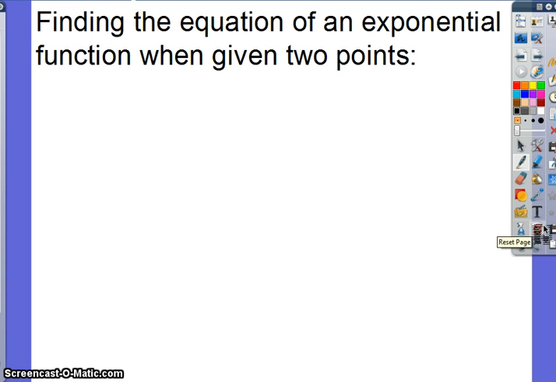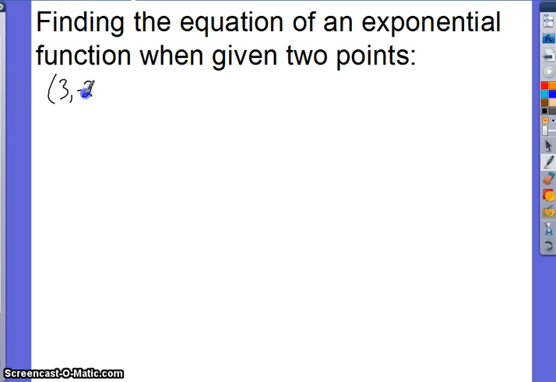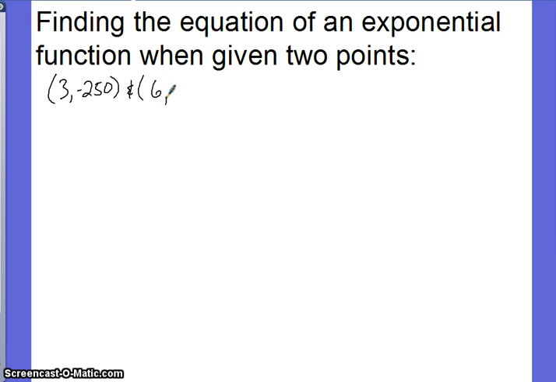This time I'm going to have the points 3, -250 and 6, -31,250. Again, we have our exponential function that is going in one direction. Right now this one is decreasing, but it's decreasing another way. And so let's take a look at what we would have here.